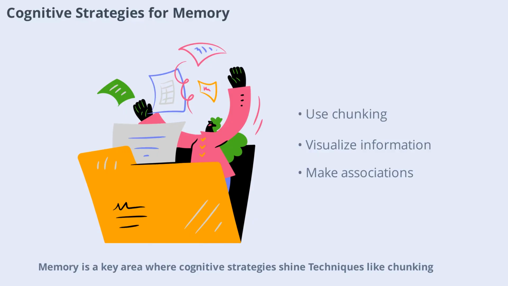Memory is a key area where cognitive strategies shine. Techniques like chunking, visualization, and association can make remembering information much easier. For example, grouping numbers into chunks or creating vivid mental images helps you recall details more effectively. Experiment with different memory strategies to find what works best for you.